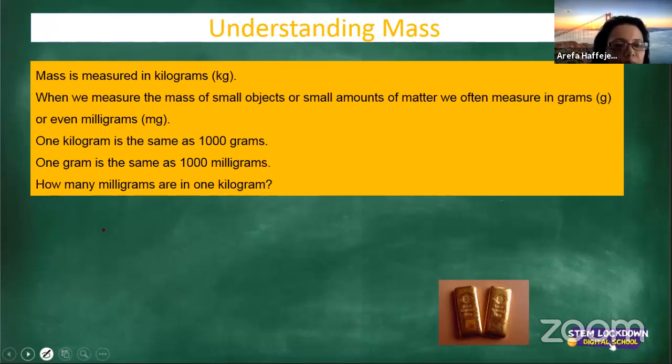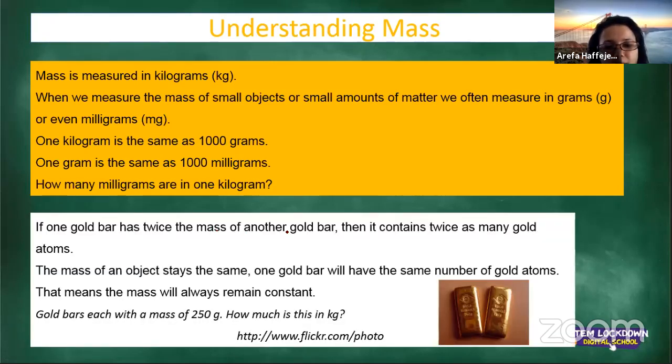If one gold bar has twice the mass of another gold bar, then it contains twice as many gold atoms. So if we have two gold bars, it has twice the mass. The mass of an object stays the same. When one gold bar has the same number of gold atoms, this means that the mass will always remain constant.